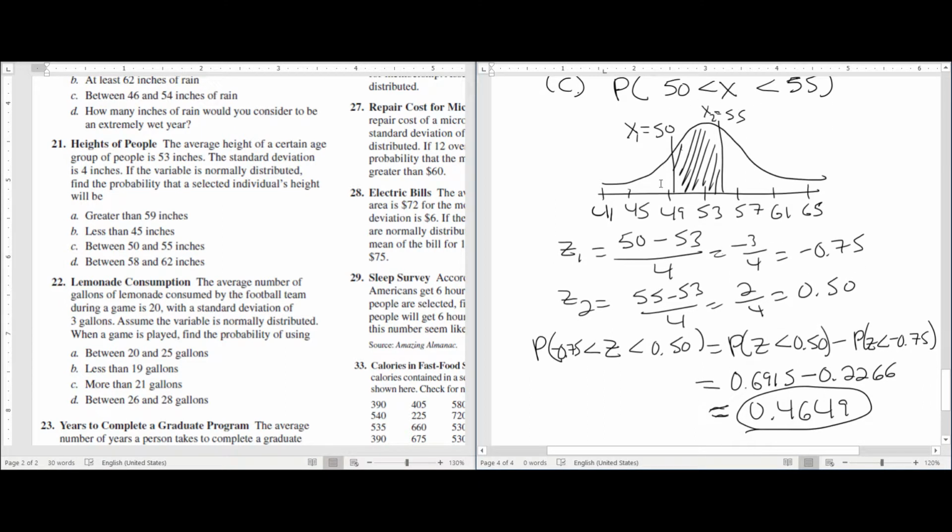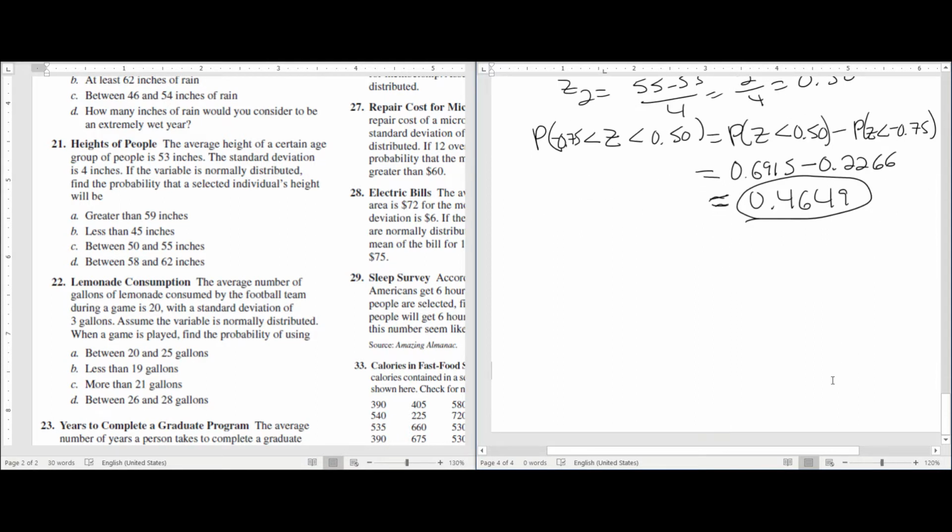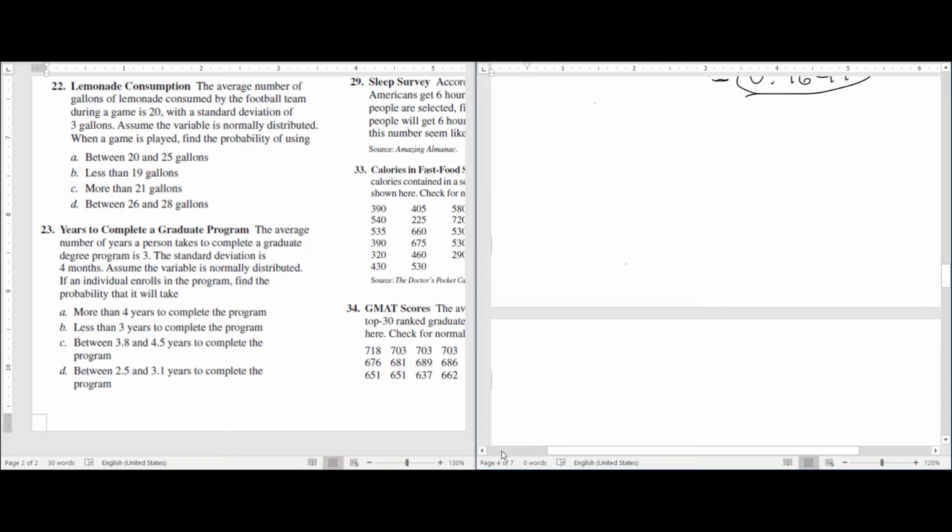So it's still not likely according to the flip of a coin. It's less than 50% chance, but still bigger than the other ones. All right, so that's 21. I'm going to move on. We're going to go ahead and move on to 23.